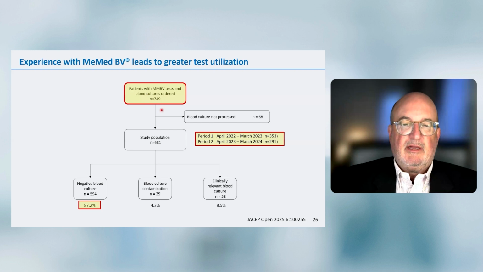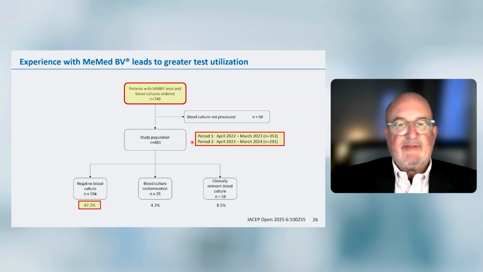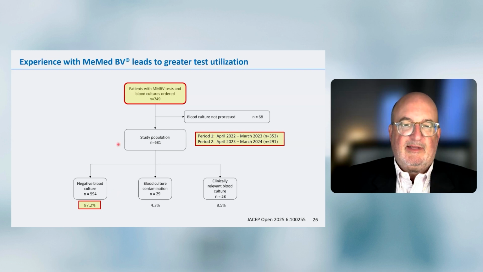749 patients and 681 after excluding those whose blood culture was not processed. And they basically analyzed physician prescribing behavior or use of the test for 2 different periods. One from 2022 to 2023, and the second period from 2023 to 2024. So it was basically a 24-month study with the same clinician group using the test for that entire period. I would point out in this particular study population, 87% of these patients had negative blood cultures.